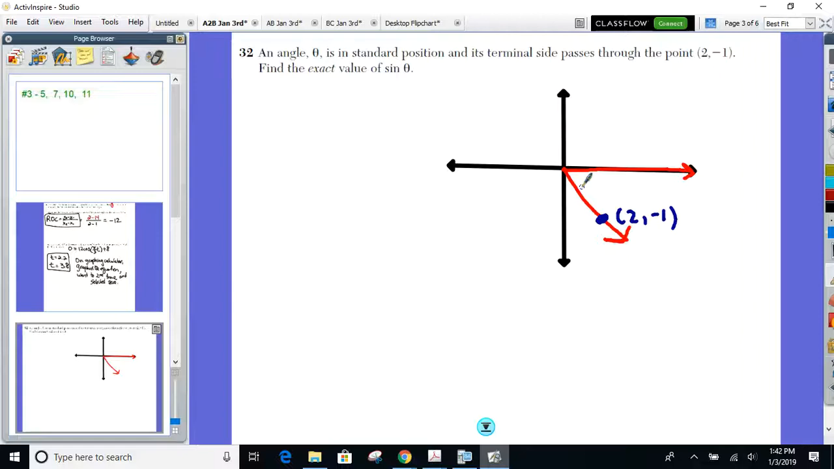Go ahead. Sorry, go ahead. It's negative, so my answer should be negative. Whatever it is, it's going to be negative. Anything else about sine?